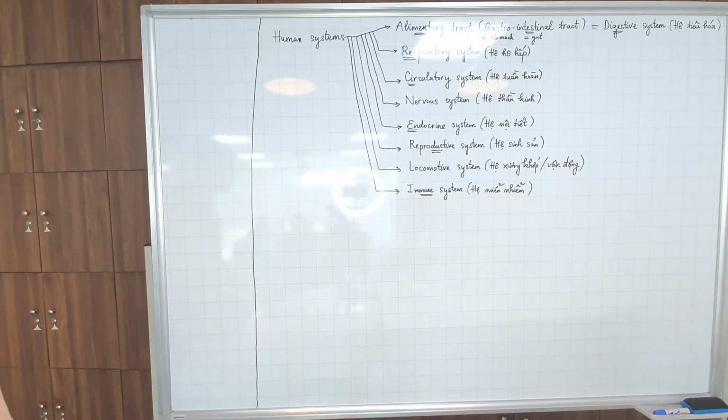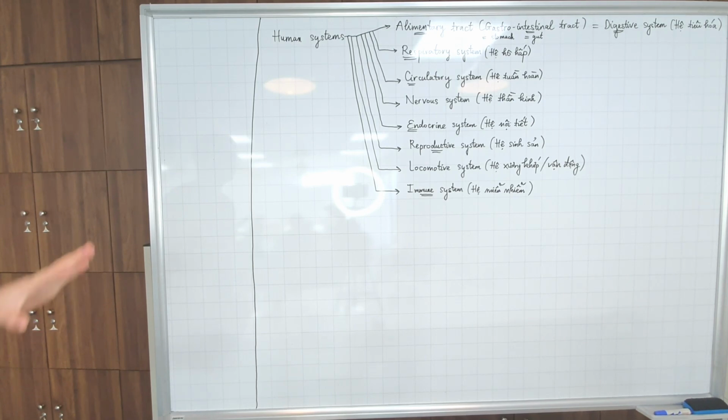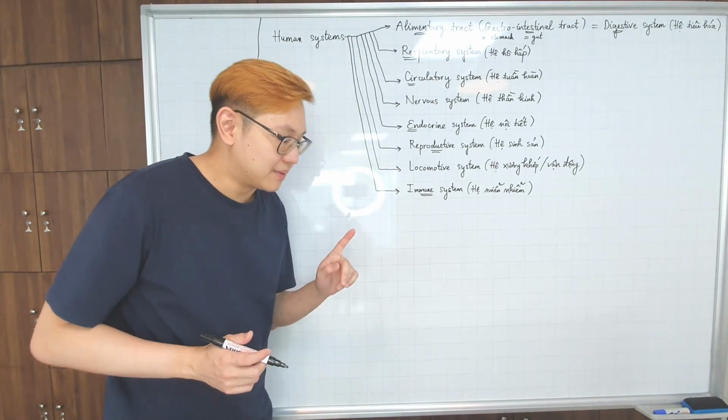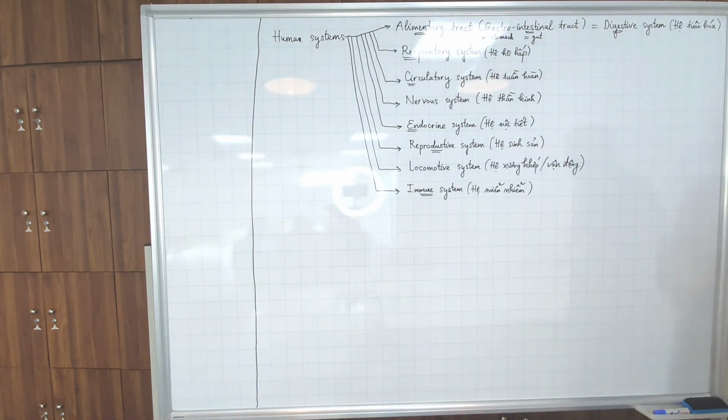That's why I said we need around like 8 lessons in biology for this. Because each of these can take like one class or even more to cover, okay?